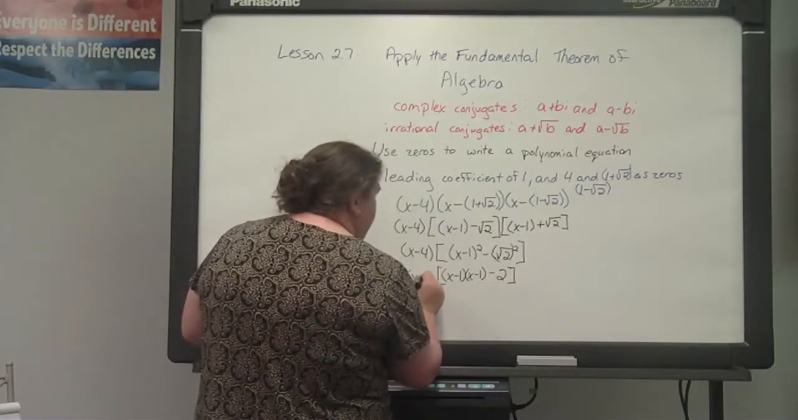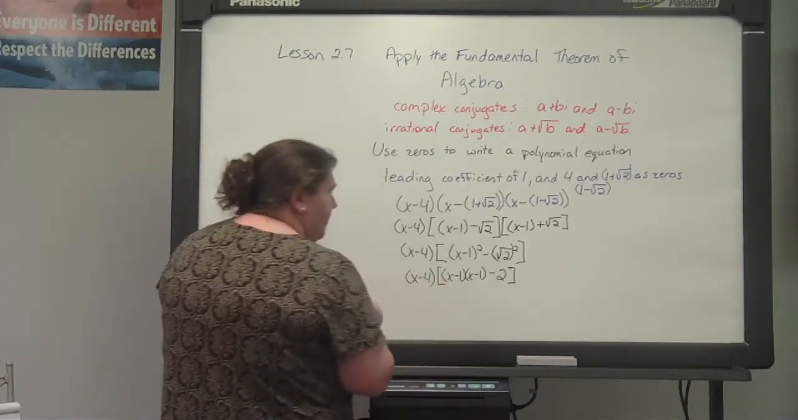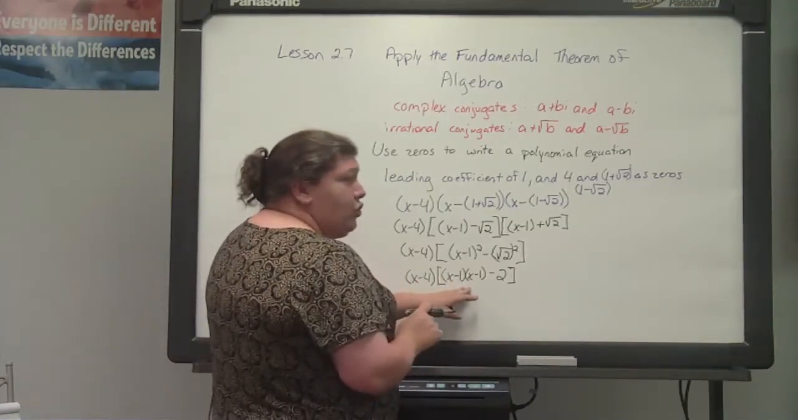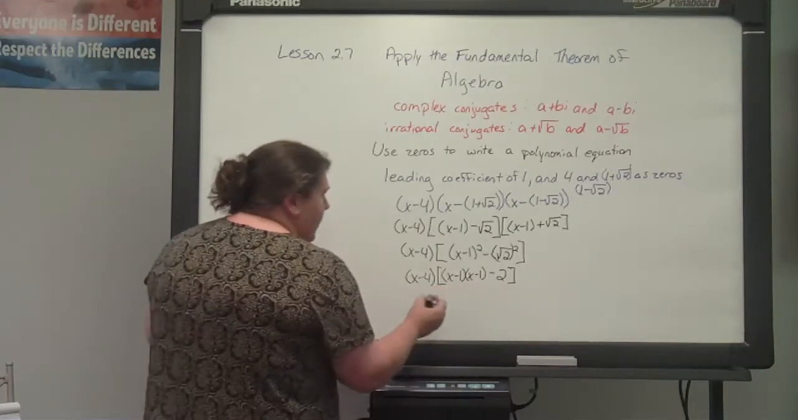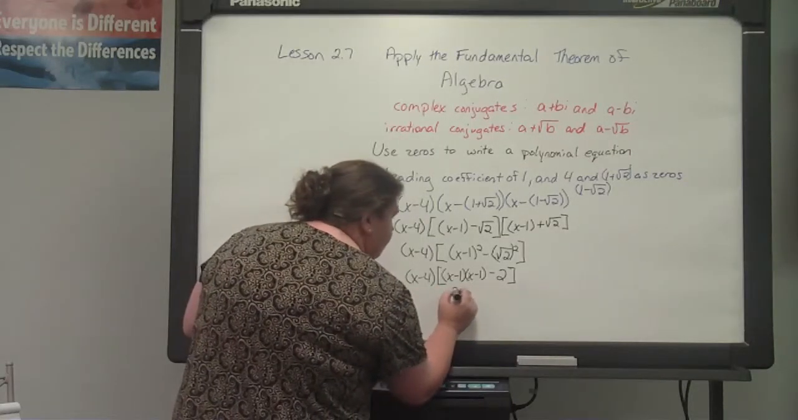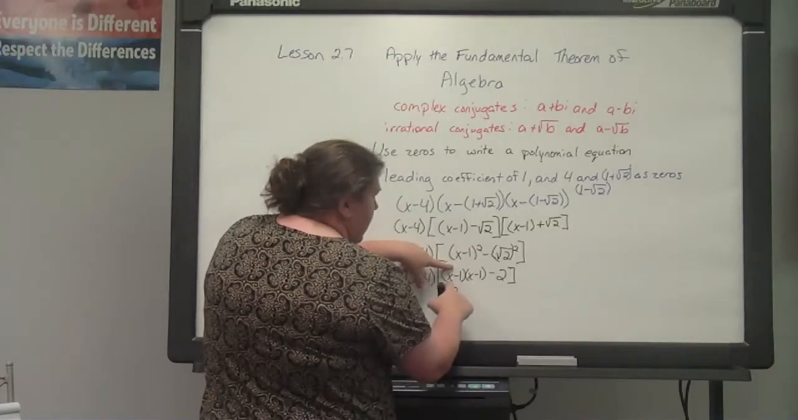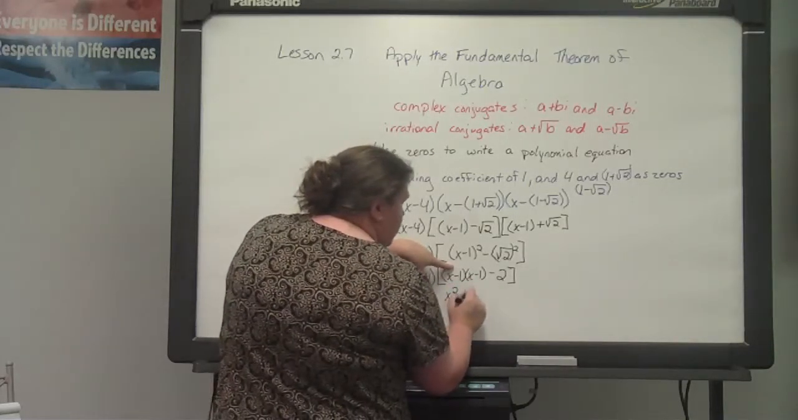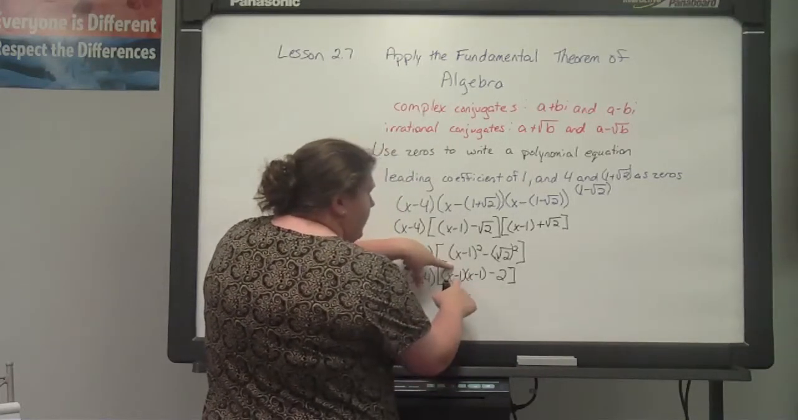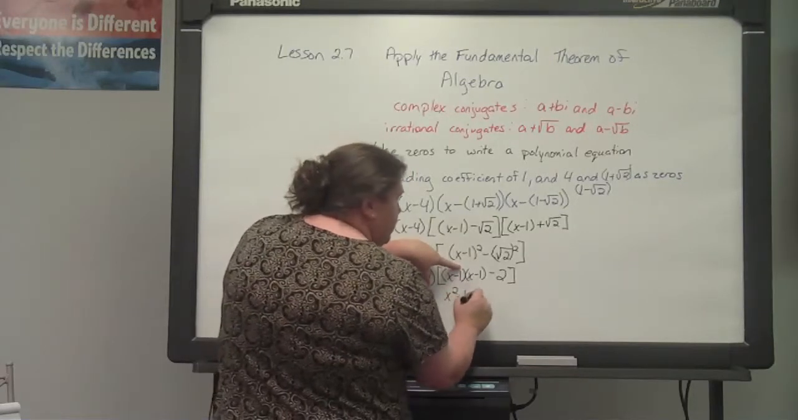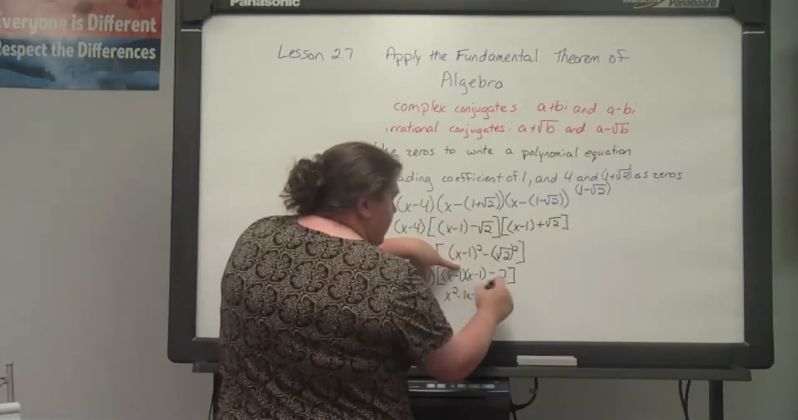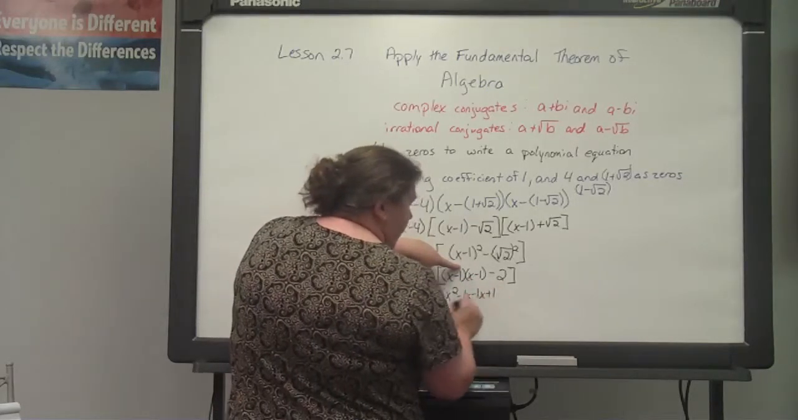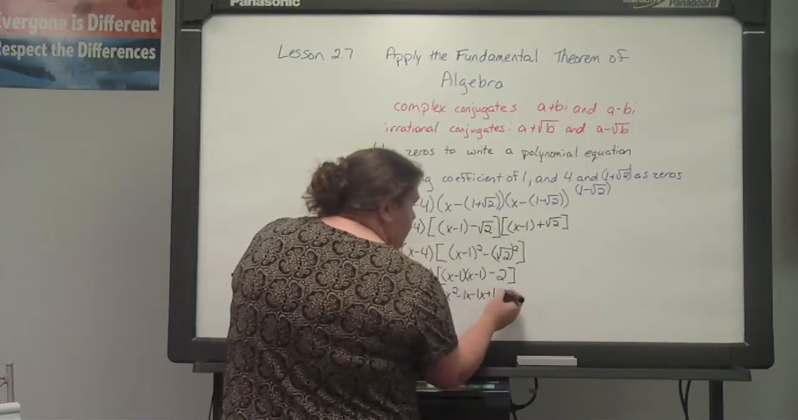And then again, bring down my x minus 4. Now I'm going to FOIL my x minus 1 and x minus 1. So I have x squared, because x times x. X times a negative 1 is minus 1x. A negative 1 times x gives me a negative 1x. And a negative 1 times a negative 1 gives me a positive 1. And then I have my minus 2.